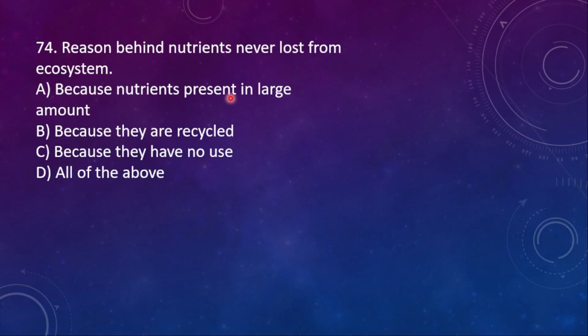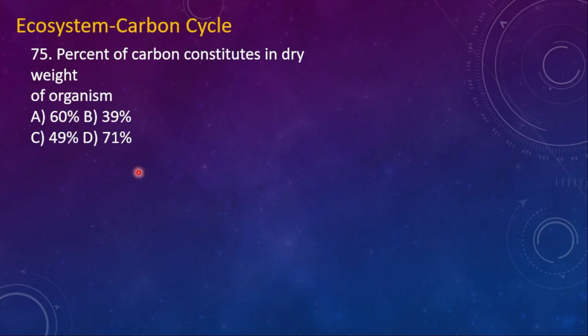74. Reason behind nutrients never lost from ecosystem: because nutrients are present in large amount, because they are recycled, because they have no use. So here the right option is B, because they are recycled. Now ecosystem and carbon cycle. 75. Percentage of carbon constituting the dry weight of organism: 60, 39%, 49, and 71. Right option is C, 49%.